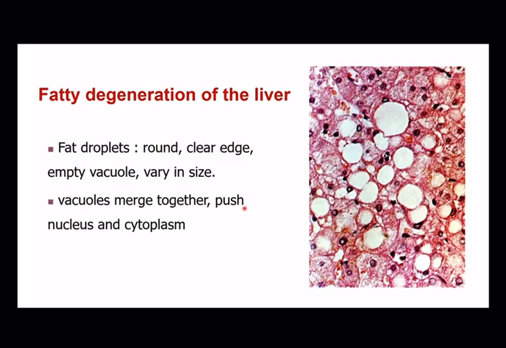At high magnification, fat droplets look like round and empty vacuoles with clear edge. They vary in size. This is a small one, another small one. This is a big one. Small vacuoles can merge together to become a big vacuole. Like here, in this cell, the big vacuole pushes nucleus and cytoplasm to the peripheral zone of the cell, making it look like a fat cell.